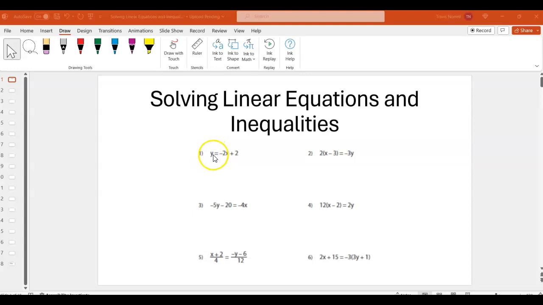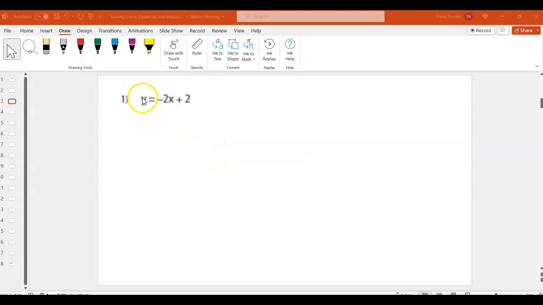You'll notice that here in problem number 1, y is already solved for. Now this is the most common form that you will see your equations written in. These are written in the form y equals mx plus b. When these are written in this form, this is what we call the y-intercept form.